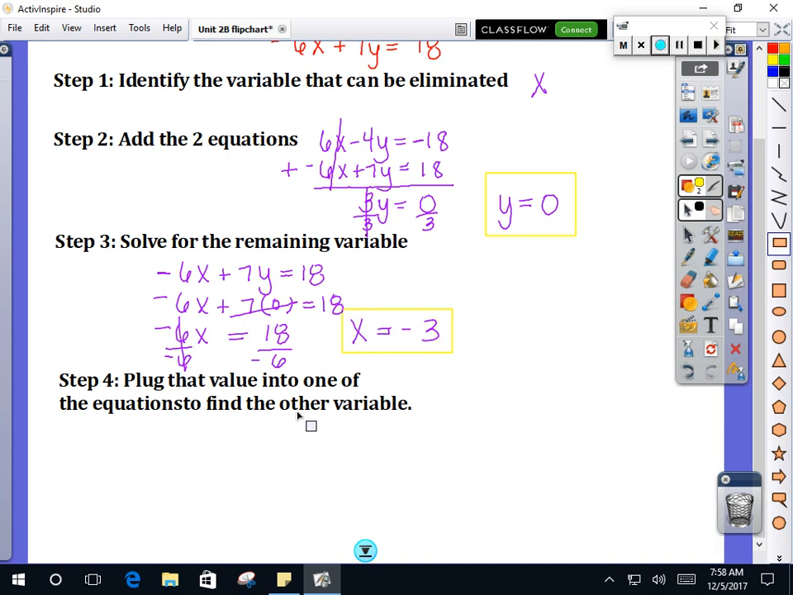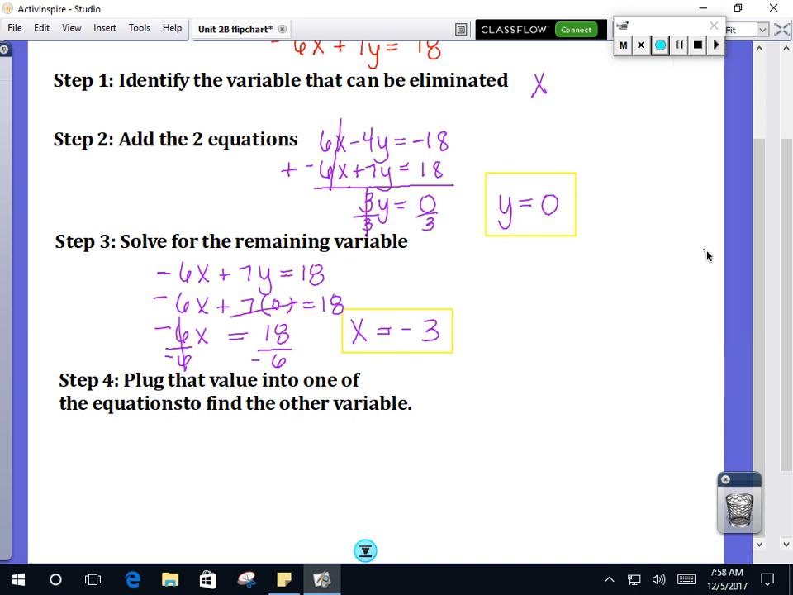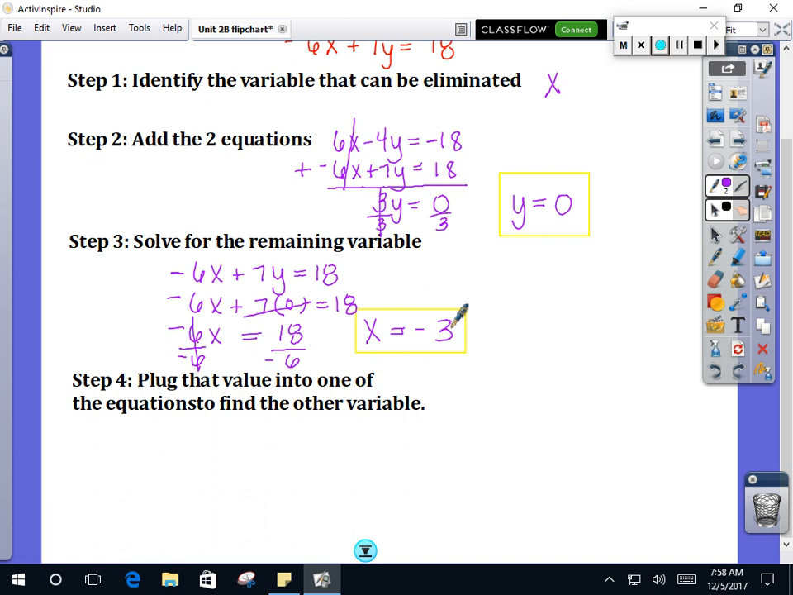Okay, so our solution is x equals negative 3, y equals 0. So make sure that when you write the final answer, you write it negative 3, 0.